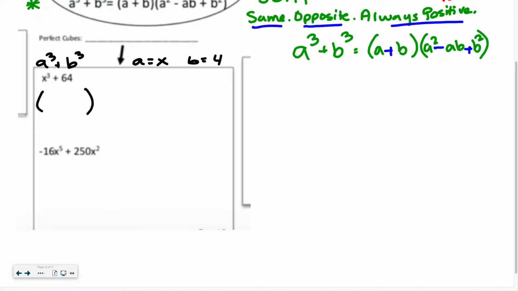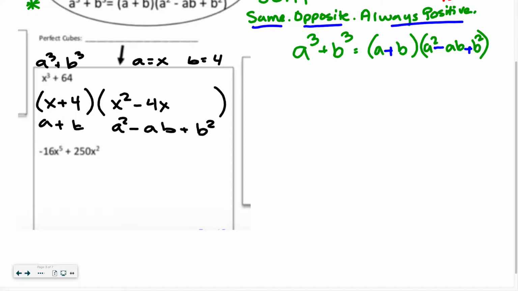So then I just have to plug them in accordingly. This is going to be A plus B, and then we're going to have an A squared minus AB plus B squared. So I just plug in. That's going to be x plus 4. In the trinomial, it'll be x squared minus 4x plus 16. Notice that for AB, I wrote it as really BA, because that's how we normally write coefficients and variables, as 4x instead of x4. Factored.